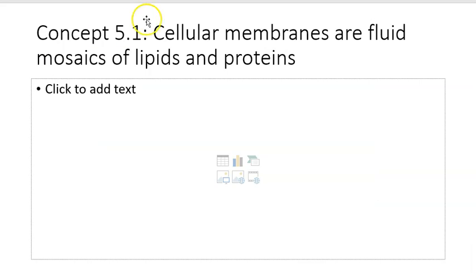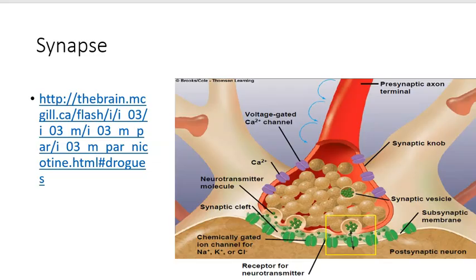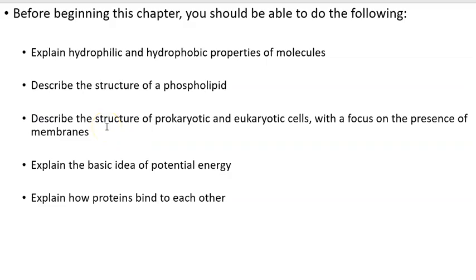Concept 5.1: cell membranes are fluid mosaics. Here's an interesting example with brain cells. This is called a synapse, where one neuron connects to another neuron. You have all these neurotransmitters inside vesicles, and you can see different things happening here and different things embedded in a plasma membrane. That is an example of how brains communicate, and I'll dive into this with you in class.